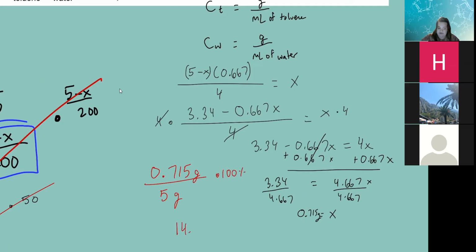So you should get 14.3%, or if you want to use your sig figs, you could do 14, which is probably the better number here because it's less sig figs, more accurate. So 14% is the correct answer for this question.